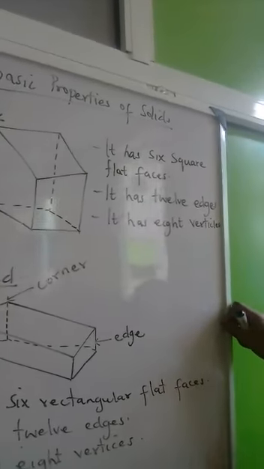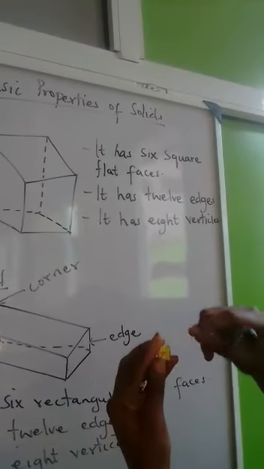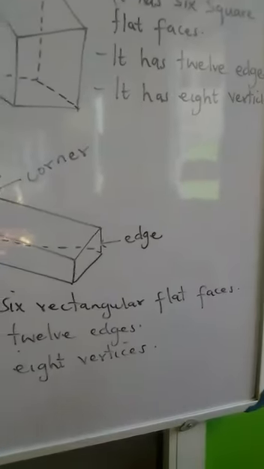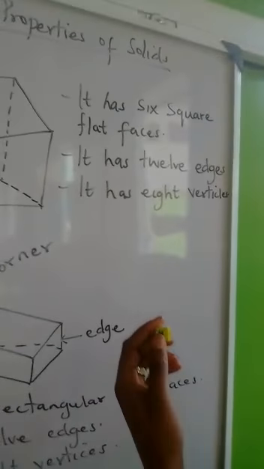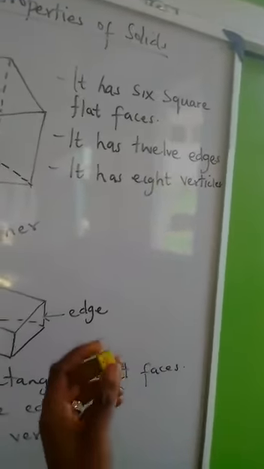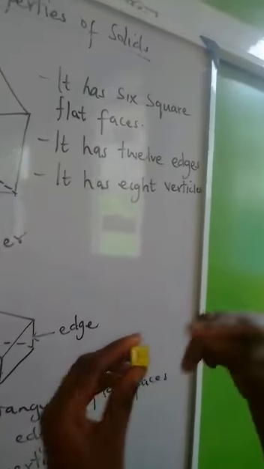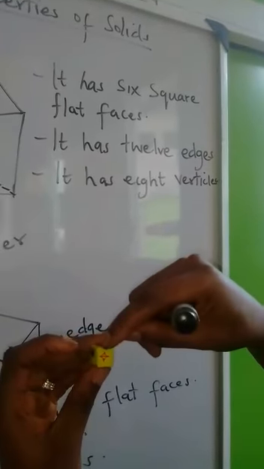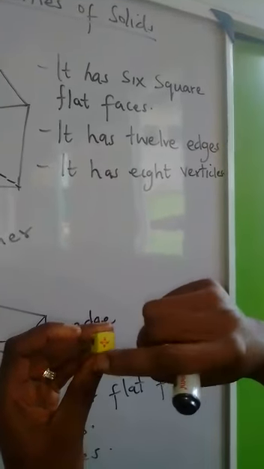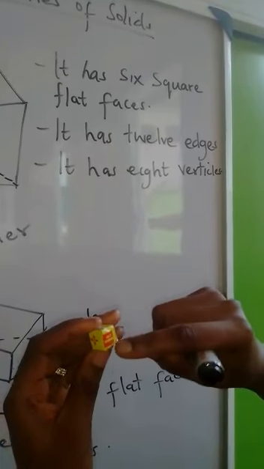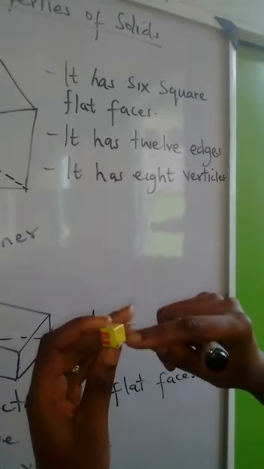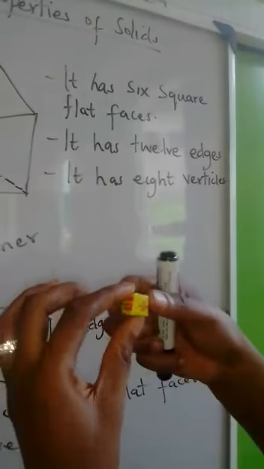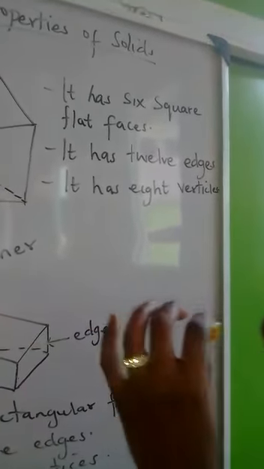Another property of a cube is that it has edges. What is an edge? An edge is just this line. A cube has 12 edges. What did I say? A cube has 12 edges. Look at the edges. This is an edge. This is an edge. Okay, let's count it. 1, 2, 3, 4, 5, 6, 7, 8, 9, 10, 11, 12. So it has 12 edges. You can count it at home.